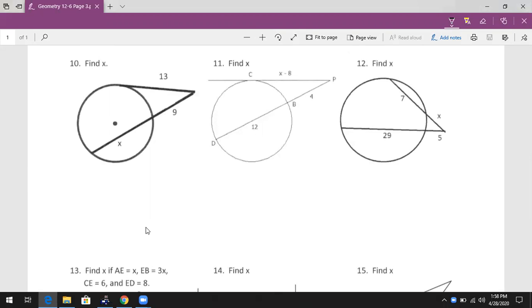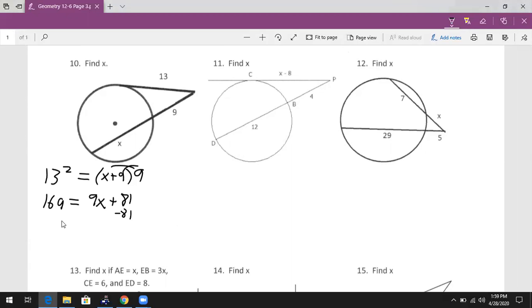10, find x. Once again, tangent, secant. The tangent squared is the whole thing, x plus 9, times the part outside, 9. 169 is 9x plus 81.